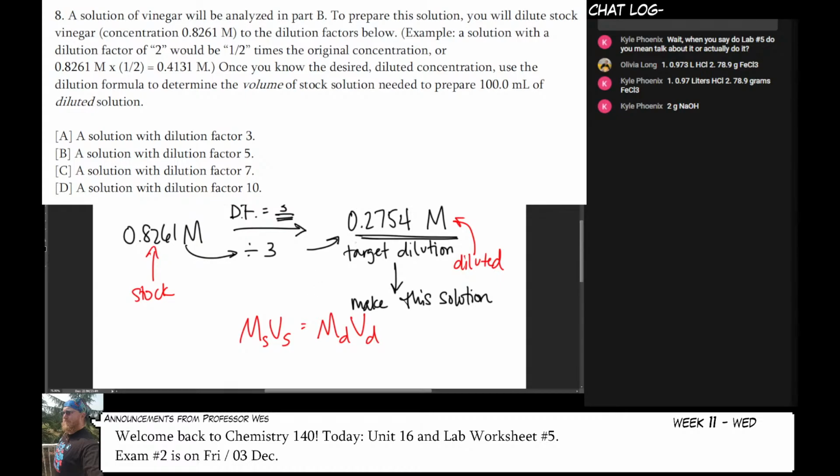Well, we know what the molarity of the diluted solution is. That's this, because that was our target. We know what the molarity of the stock solution is. And you also know how much solution you want to make, the diluted volume. This will be 100 milliliters, because in the prompt up here, it asks you, make 100 milliliters. There it is. I've highlighted it for you. So now you just need to figure out what amount of stock vinegar you need to prepare this solution correctly. So let's do that calculation.